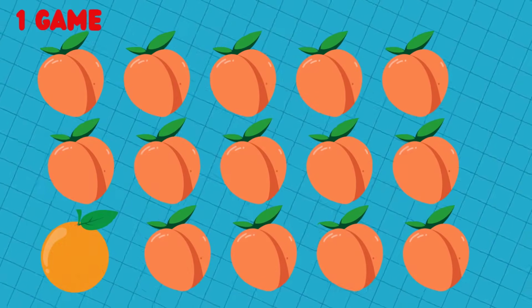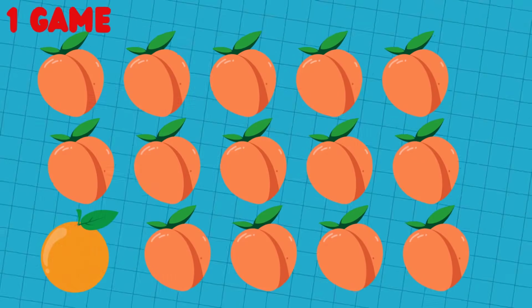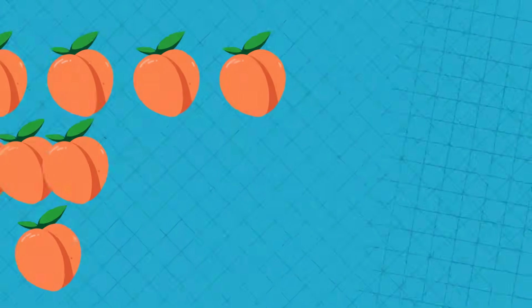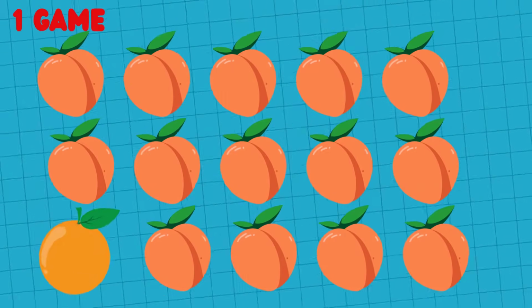These peaches look so juicy, but there's one fruit that doesn't belong. Can you identify the odd one out? Well done! The odd one out is an orange standing out among the peaches.